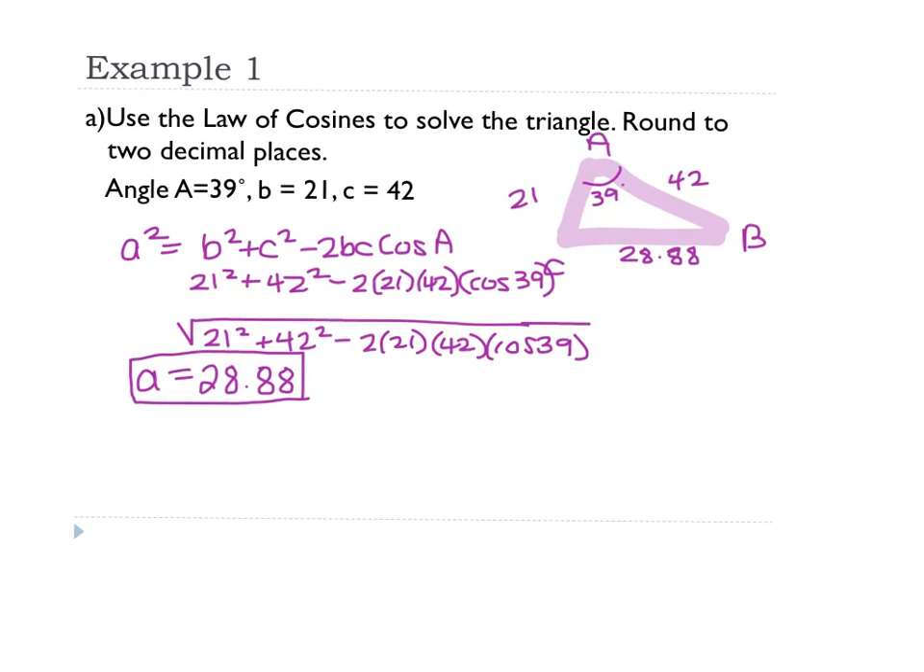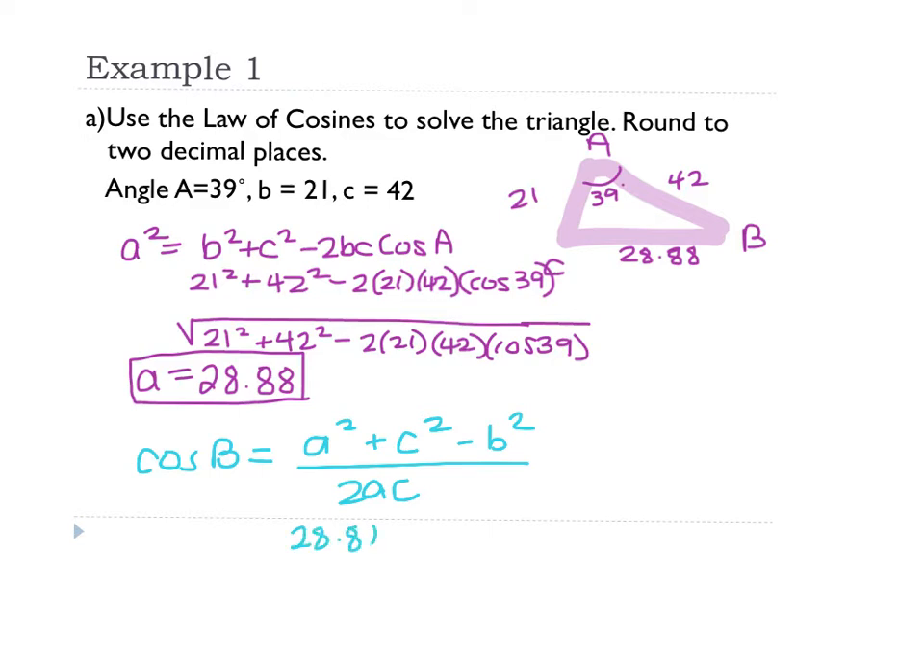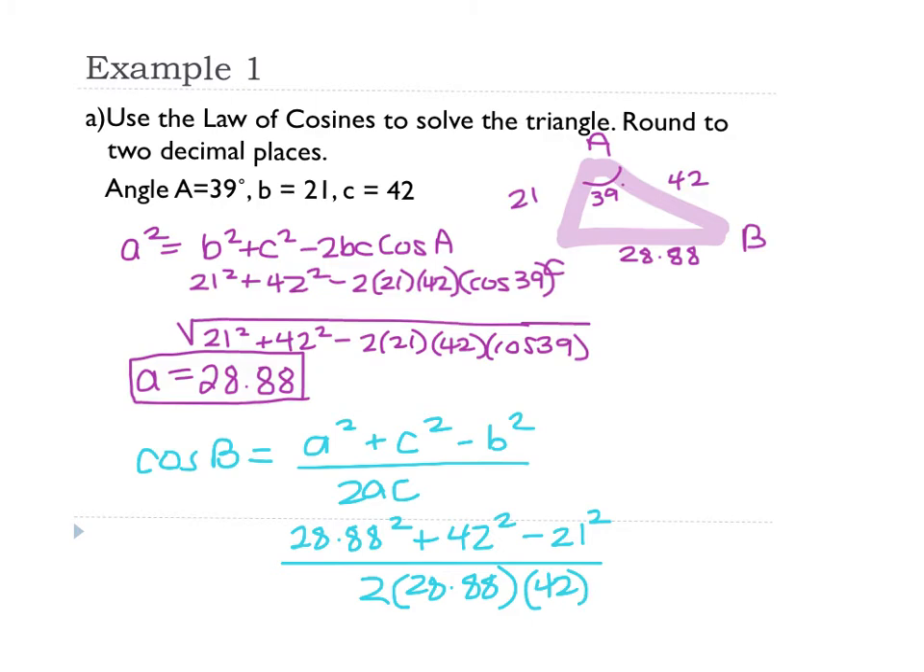So I would say the cosine of B equals A squared plus C squared minus B squared over 2AC. So A squared is 28.88 squared plus C squared, 42 squared, minus B squared, 21 squared, over 2 times A times C.